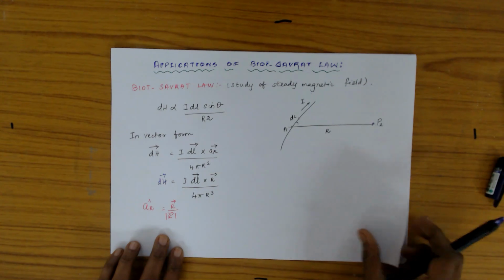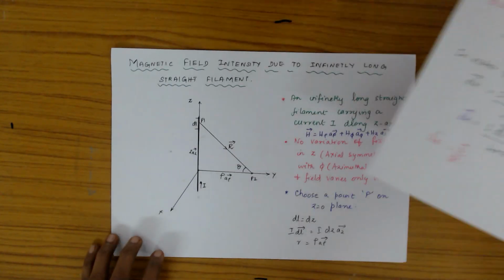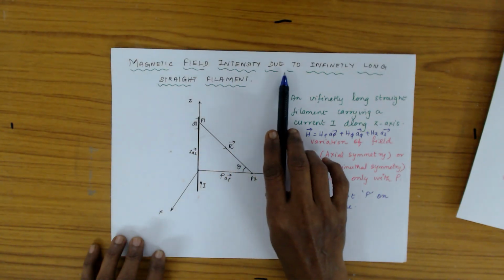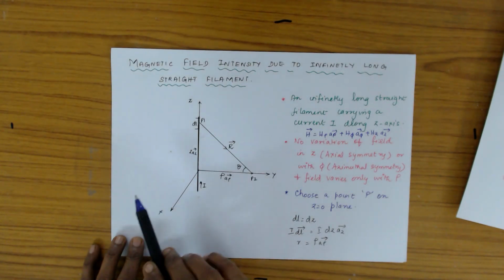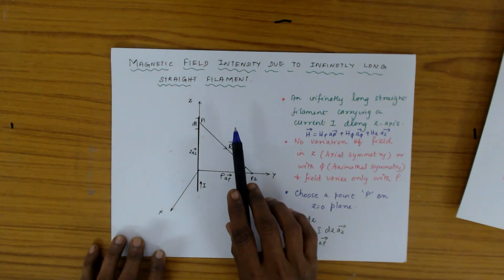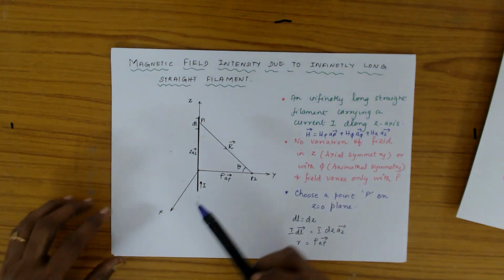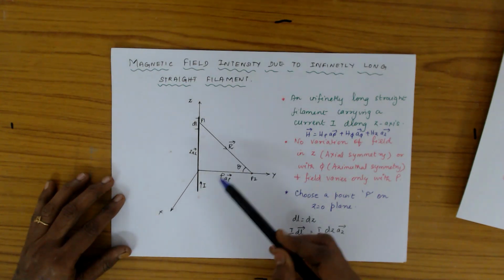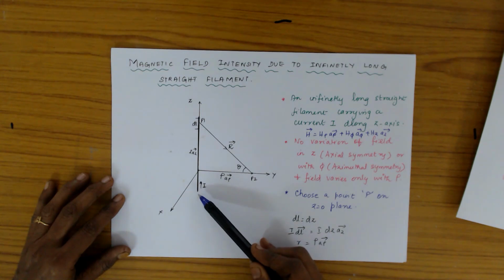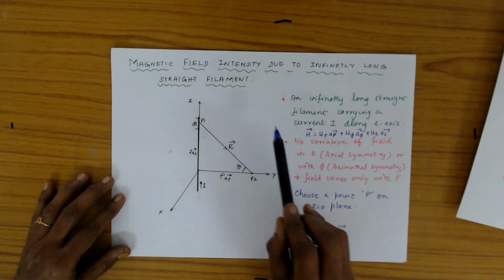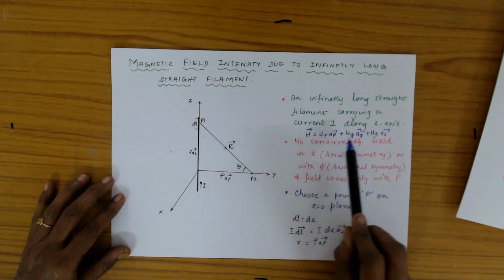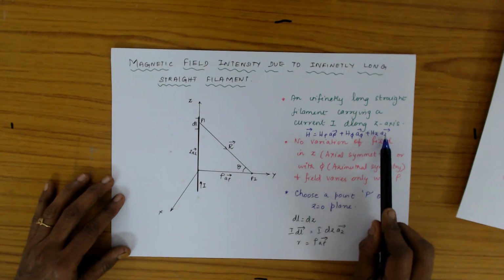Now, with this introduction, we will move on to the applications of Biot-Savart law. Today, we will discuss the magnetic field intensity due to an infinitely long straight filament, and we will derive the expression for H using Biot-Savart law. Consider a straight conductor extending from minus infinity to plus infinity, placed along the z axis. It is placed in a cylindrical coordinate system. Hence, the magnetic field intensity H can be represented as H equals H rho a rho plus H phi a phi plus Hz az.